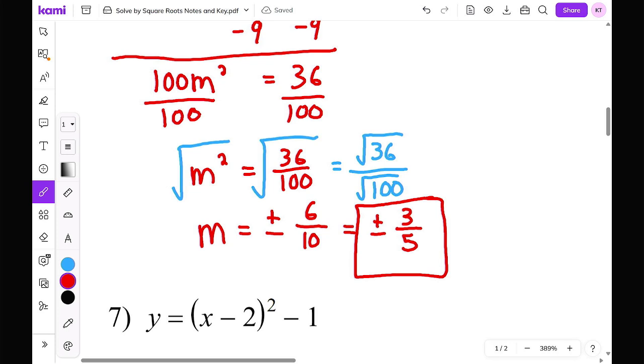So that's a case where we don't necessarily get a whole number there, like the first two examples, but we get a fraction, which we can still simplify down using our perfect squares.